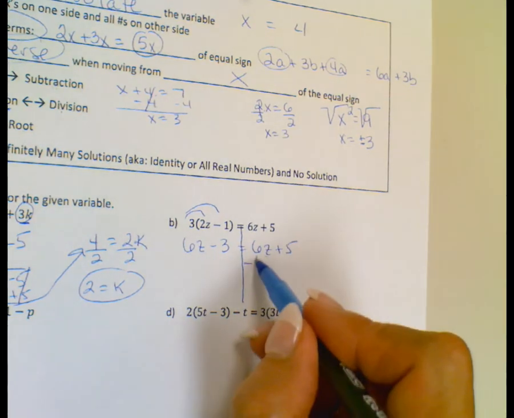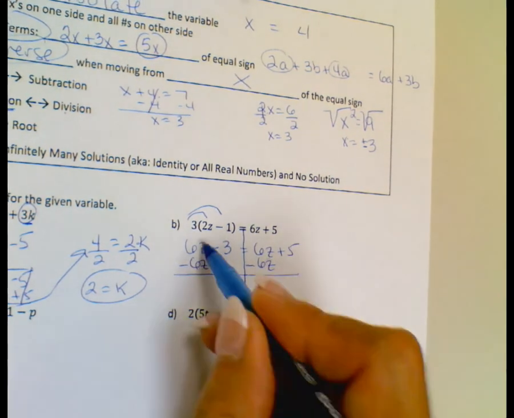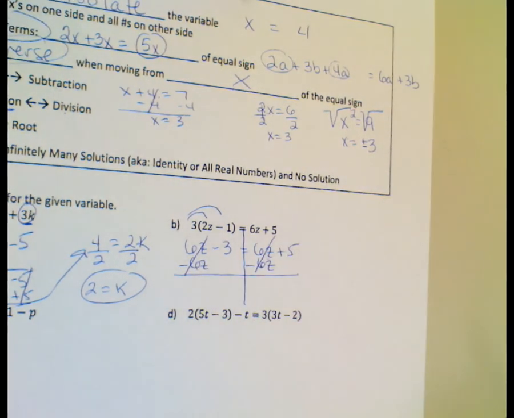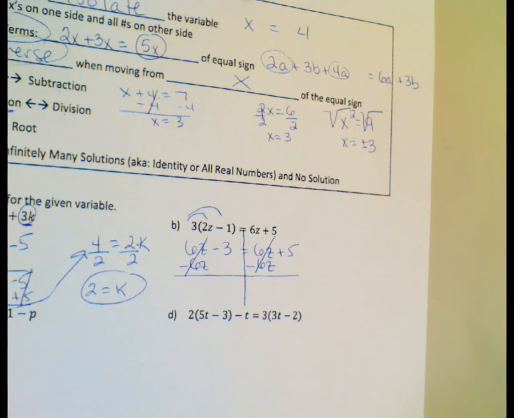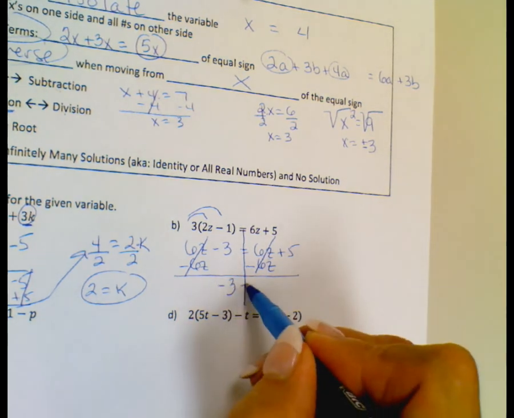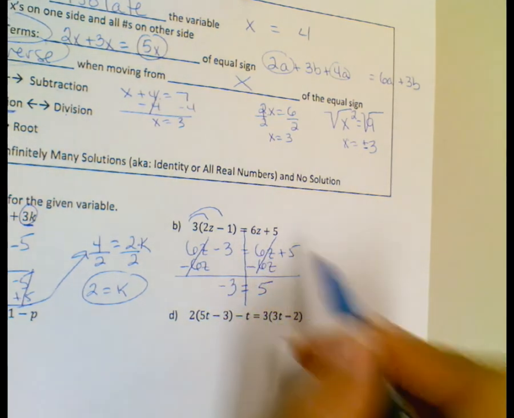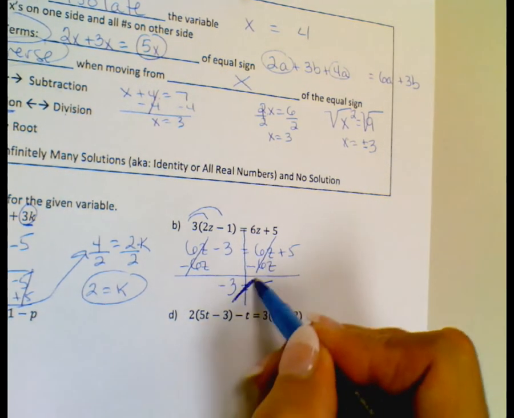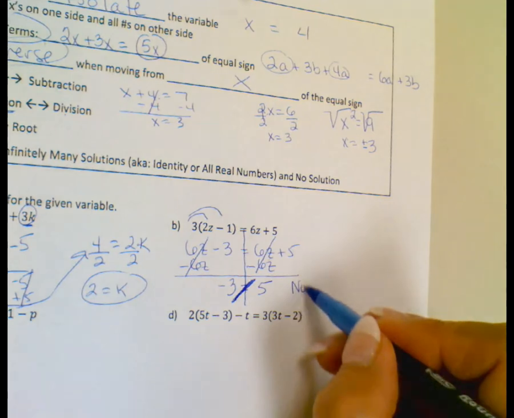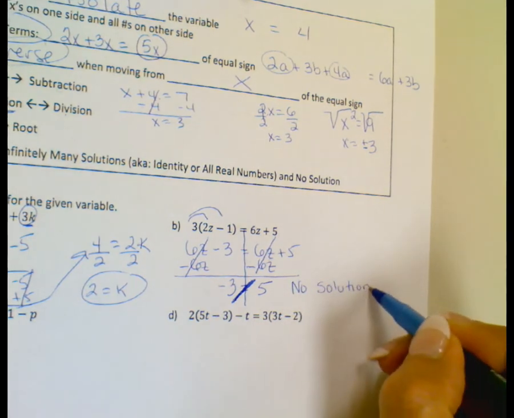Because when I try to get the z's on the same side, I would subtract them like this, and all the z's are gone. So I can no longer solve for a variable. So what you're seeing is the remaining numbers equal or not equal? Is negative 3 equal to 5? The answer to that is no. So therefore, it is no solution.